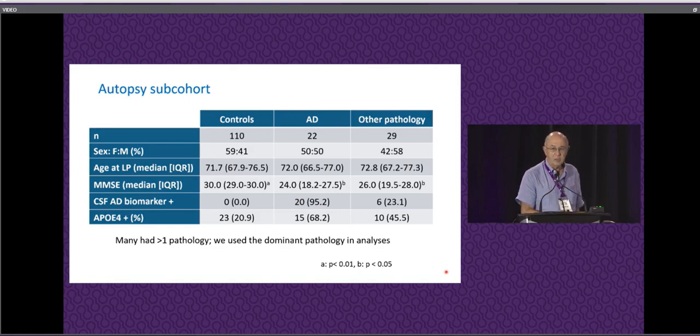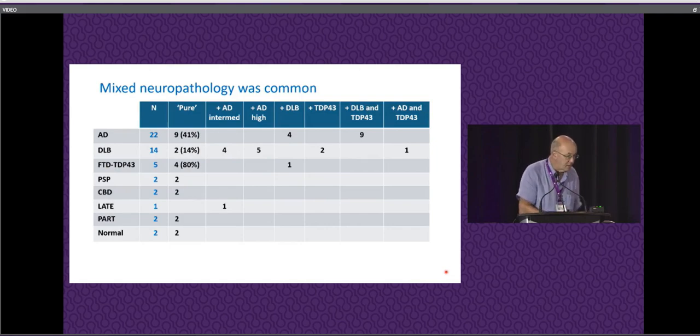One of the big questions in this type of study is that when we get someone's brain, there are often more than one pathology present. So in our basic analyses, we looked at the dominant pathology, but life gets very complicated once you start to look at presence of comorbid pathology like synuclein and TDP43. I haven't included CAA in this particular slide, but here you can see that of the ADs, 41% had so-called pure AD, so a minority. Most had something else.